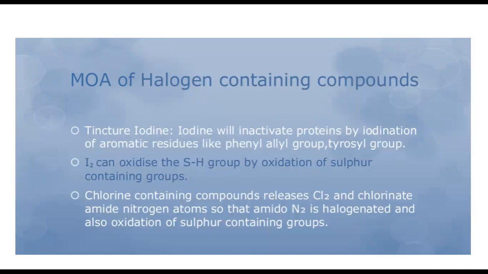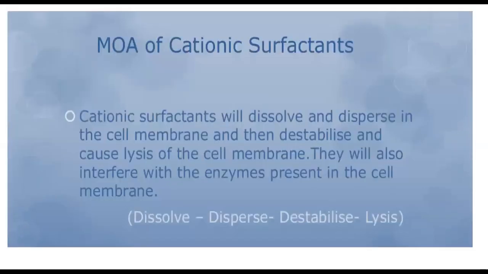Next, mechanism of action of halogen-containing compounds. So we'll take the example of tincture of iodine. Iodine will inactivate proteins by iodination of aromatic residues like phenyl, allyl groups, and tyrosyl groups. Iodine can oxidize SH groups by oxidation of sulfur-containing groups, and chlorine-containing compounds will release chlorine and chlorinate amide nitrogen atoms so that amido N is halogenated and also oxidation of sulfur-containing groups occurs.